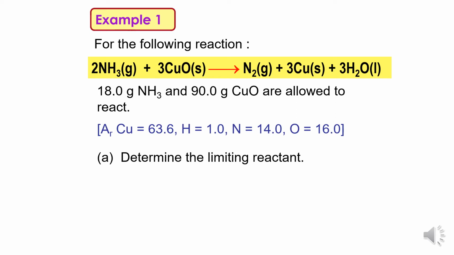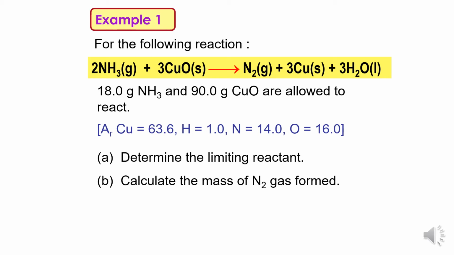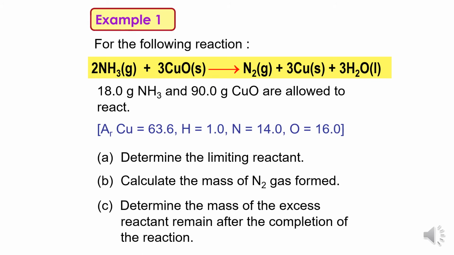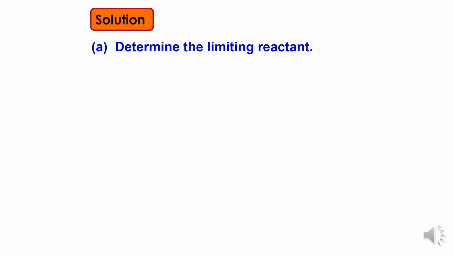The questions are: first, determine the limiting reactant. Second, calculate the mass of nitrogen gas formed. Third, determine the mass of the excess reactant after the completion of the reaction. Solution. Determine the limiting reactant. So how do we determine the limiting reactant?